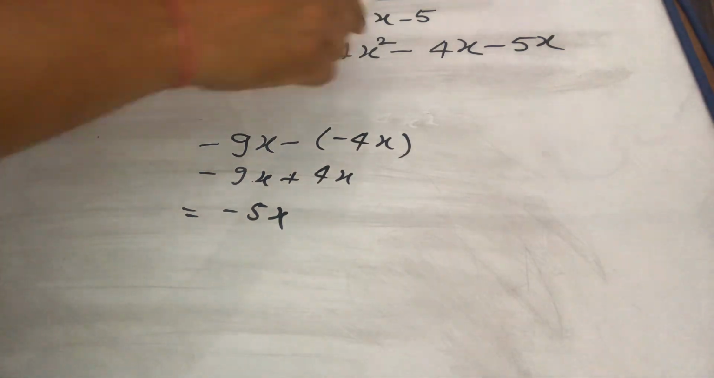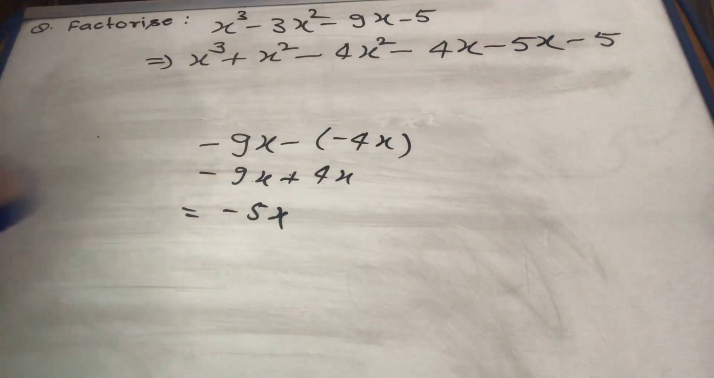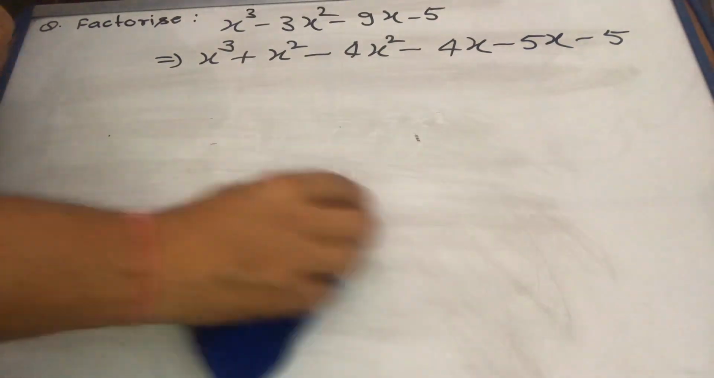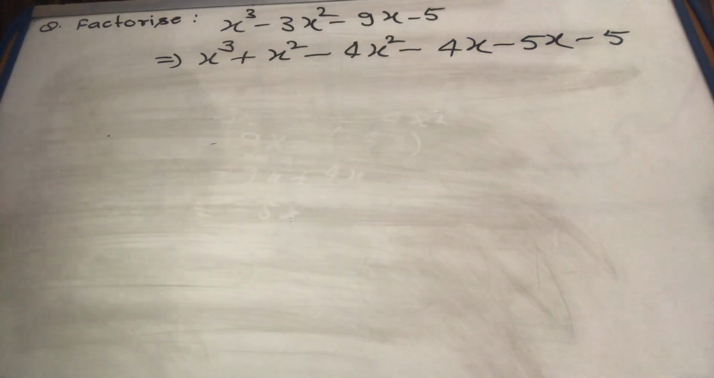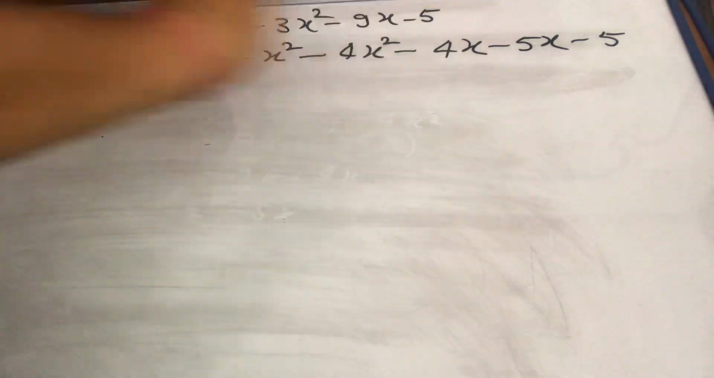And the last term is minus 5, the coefficient is minus 5. So you write the coefficient in this case same to same, in all questions. Don't change the coefficient. The constant term you cannot change, you write it same to same.